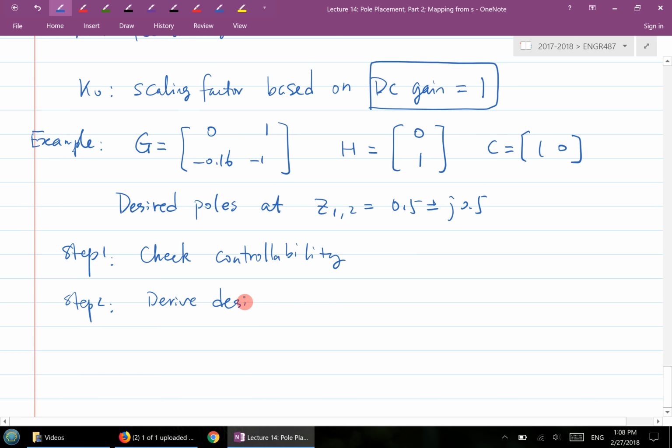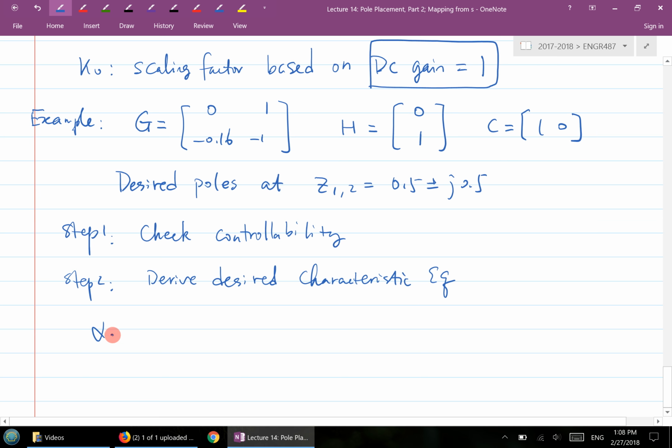And then the second step is we derive the desired characteristic equation, because I'm going to use the Ackermann formula to calculate the gain matrix. Desired characteristic equation, our symbol, we call it alpha C of Z. That's the general format, with a certain gain matrix K. In this particular case, we have our desired pole location.